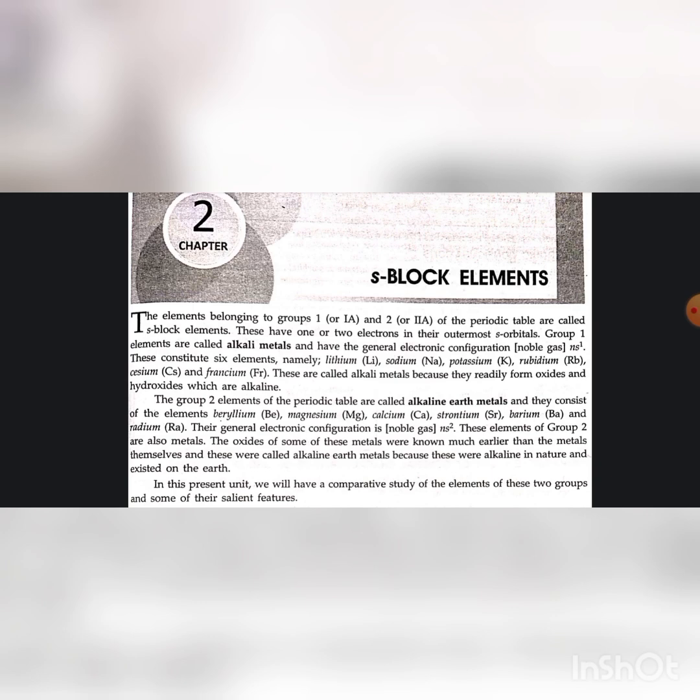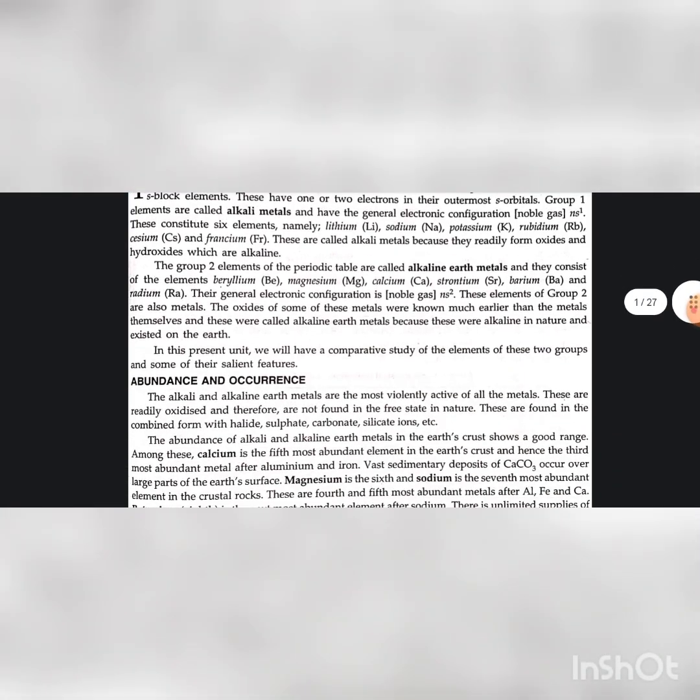The oxides of some of these metals were known much earlier than the metals themselves, and these were called alkaline earth metals because these were alkaline in nature and existed on the earth. In this present unit, we will have a comparative study of the elements of these two groups and some of their salient features.